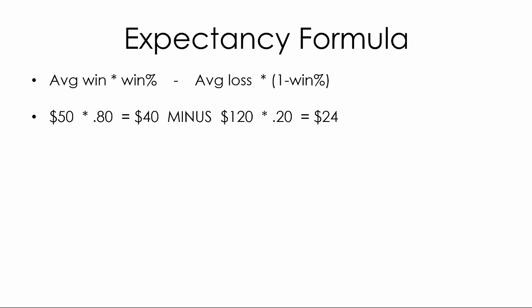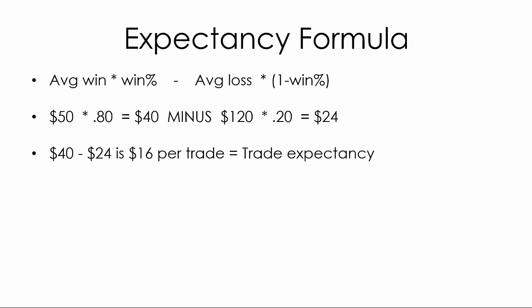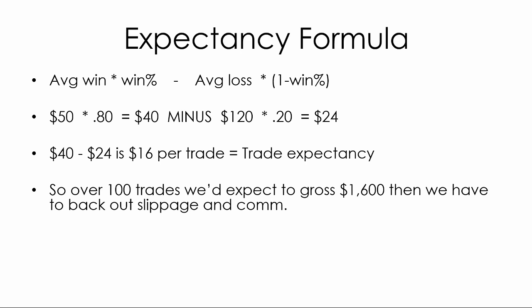So let's plug that into our formula. That gives us a $40 win expectancy and a $24 loss expectancy. So if we subtract those, we get $16 per trade of trade expectancy. Again, what that means is over 100 trades, we expect to gross $1,600 before slippage and commission. So wait a minute. I have a higher win rate, and yet I'm making less money? But I thought a higher win rate meant more money. Gang, not necessarily. So you can now see why I said that I was focusing on the wrong trading stats.